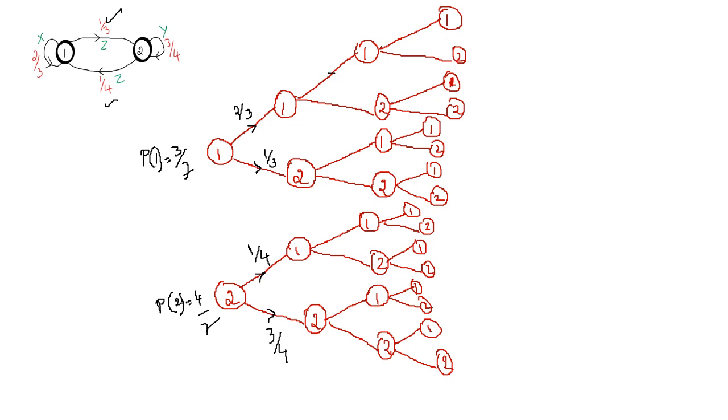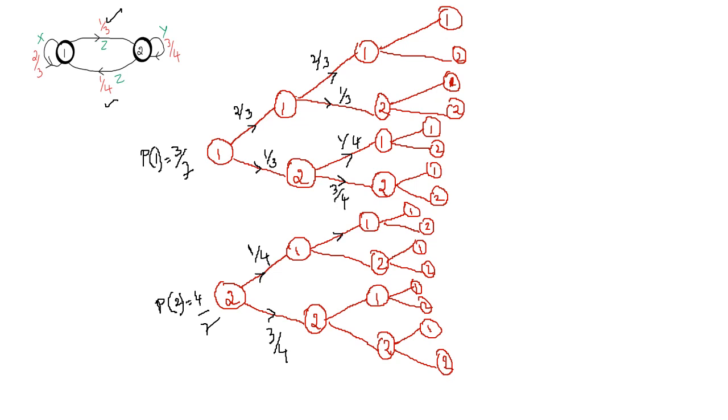Then similarly we'll continue. 1 to 1 it is 2 by 3. It is going to repeat. From 1 to 2 it is 1 by 3. Then from here 2 to 1 it is 1 by 4. Then from 2 to 2 it is 3 by 4.